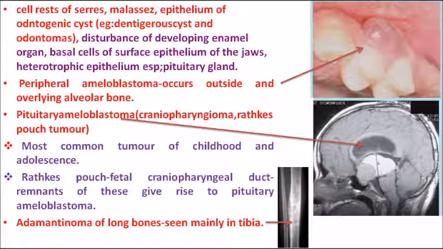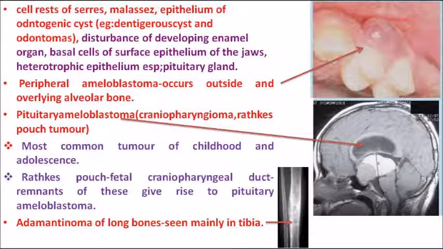Now coming on to the peripheral type of ameloblastoma, that is the picture given on the slide. Okay, the first picture, with the first arrow mark, is peripheral ameloblastoma. It is not intraosseous, it is extraosseous. Peripheral type of ameloblastoma is seen outside and in the overlying alveolar bone. That is the most common location.